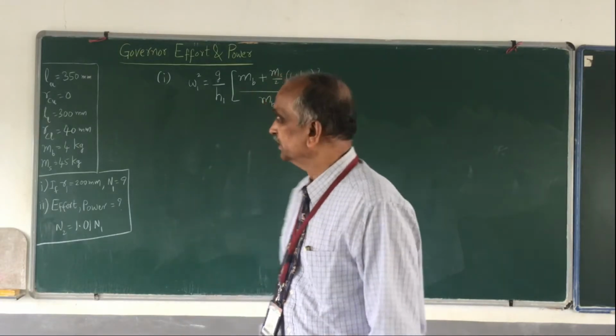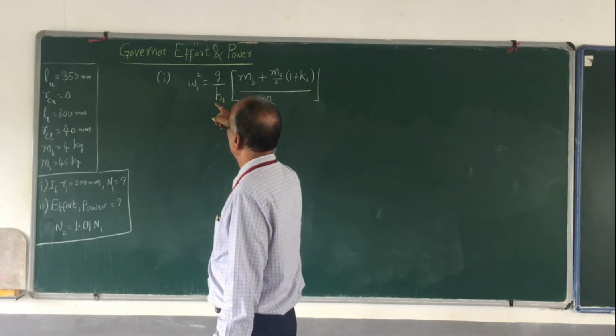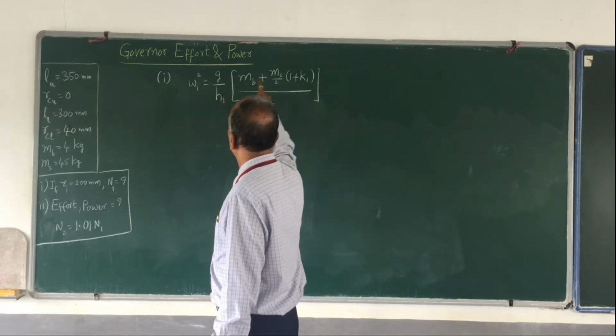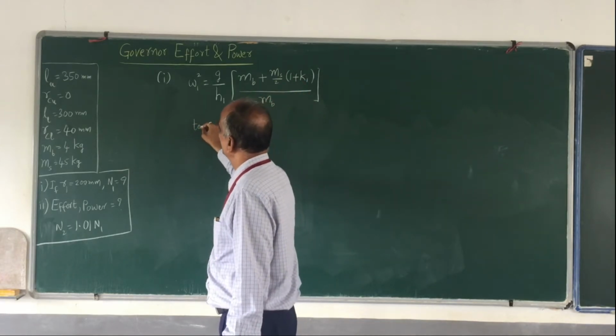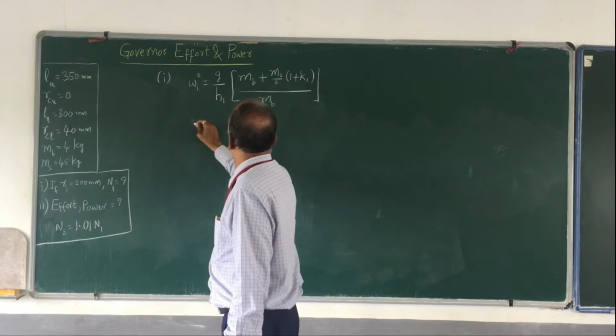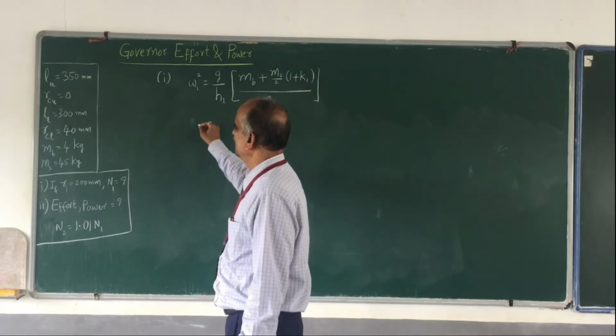Okay, so what are things we know? So let me find out g, h1. I shall postpone h1. Now k1, you know that it is tan beta 1 divided by tan alpha 1. I need to find out alpha 1.